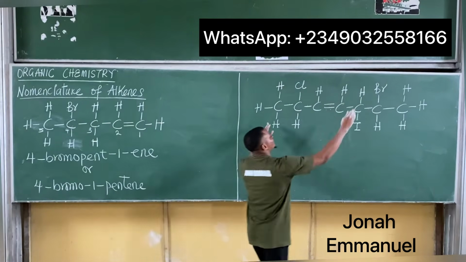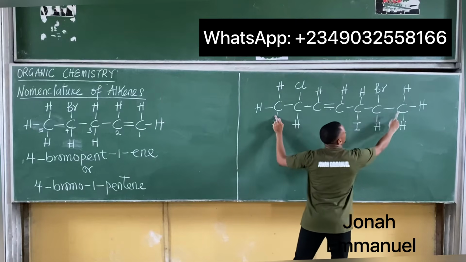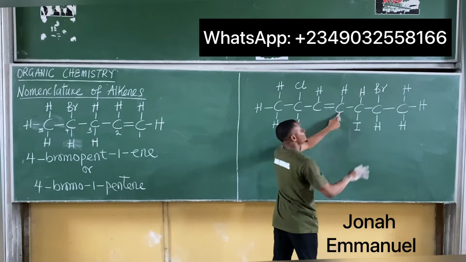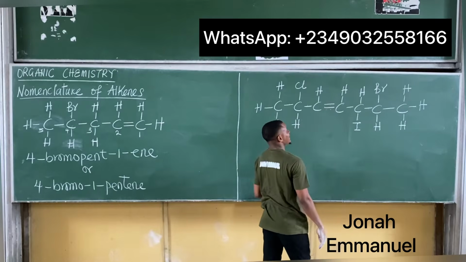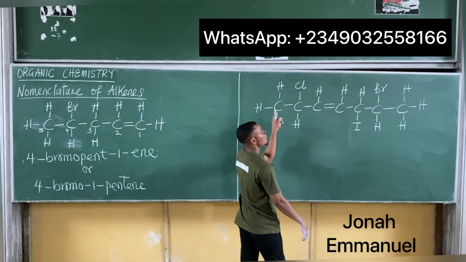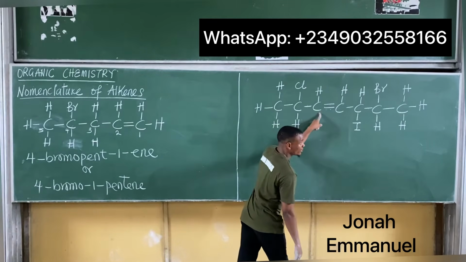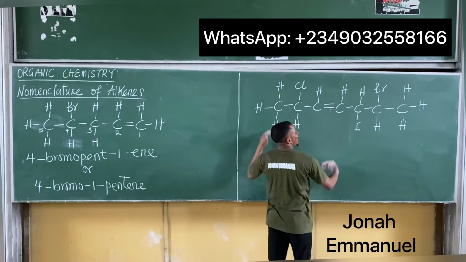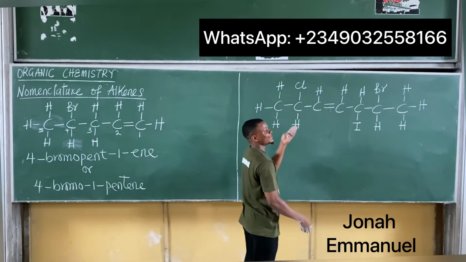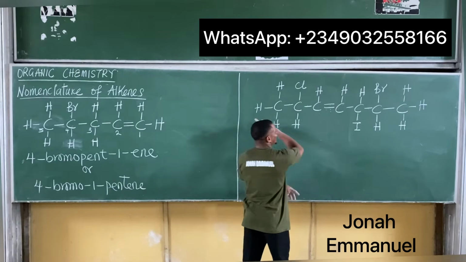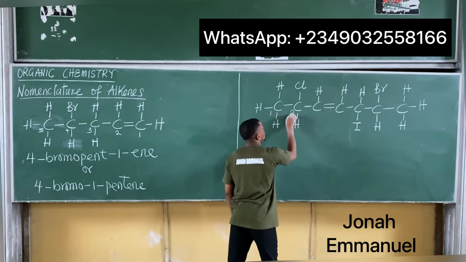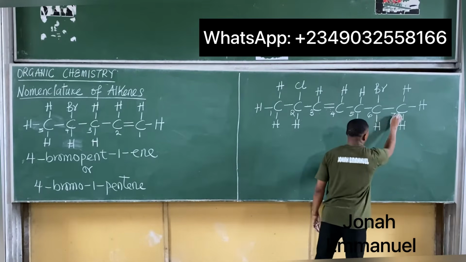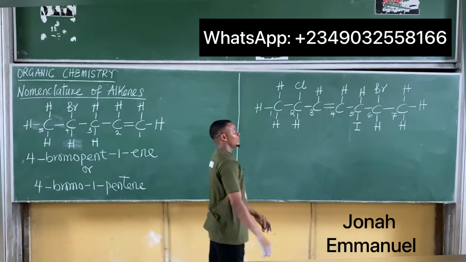If I start from right to left, I'm numbering 1, 2, 3, it is carbon 4 that bears the double bond. If I start from left to right, I'm having 1, 2, 3, it's carbon 3 that bears the double bond. Between 4 and 3, the smallest there is 3. Hence, I'll number this way. So 1, 2, 3, 4, 5, 6, 7. So I have this. All right.